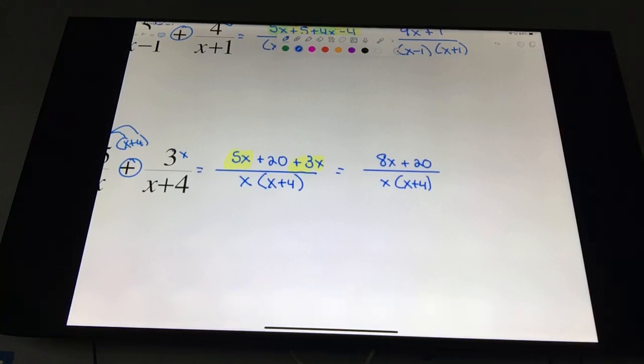Factor, which I can do. I can take out a common factor of a 4. 4 divided into 8 is 2, bring over the x, and 4 divided into 20 is 5. And then reduce, which I cannot do.